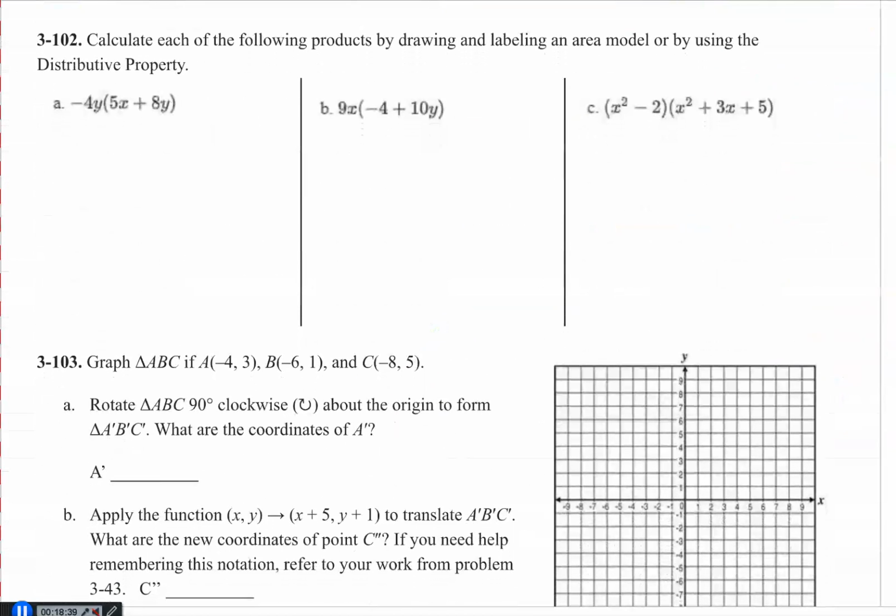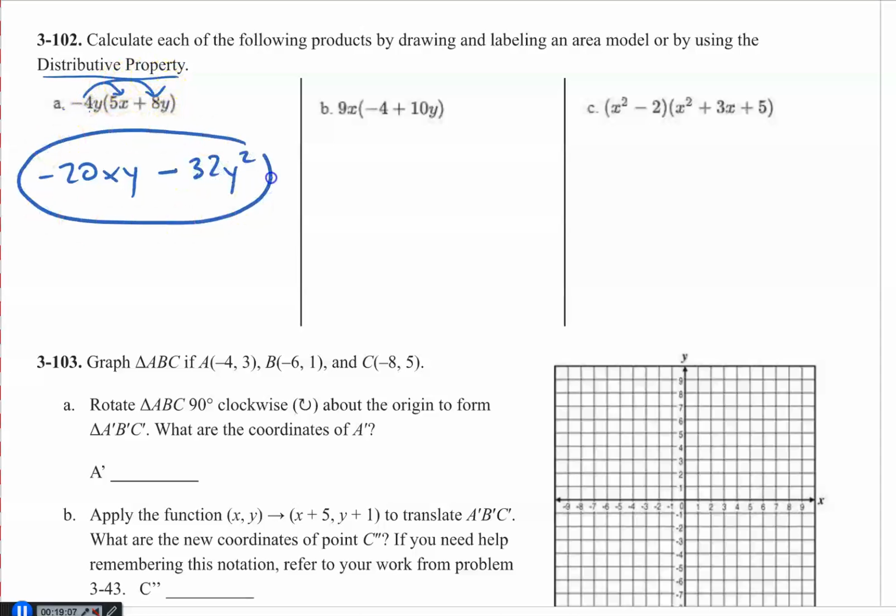3-102. Let's use the distributive property. Part A. Distributive property, distribute the -4y. -4y times 5x is -20yx. Now it's usual to write this in alphabetical order, so I'm going to write it as xy. Okay, then -4y times 8y. That's going to be -32y squared. Try B, let's do C.